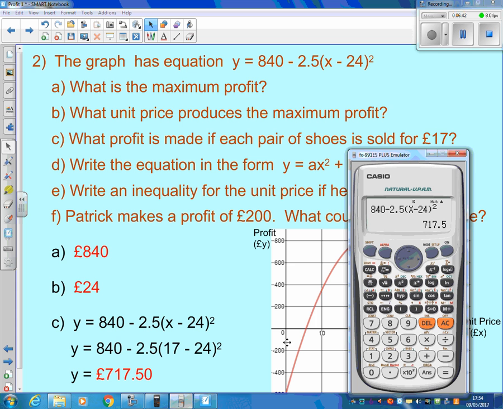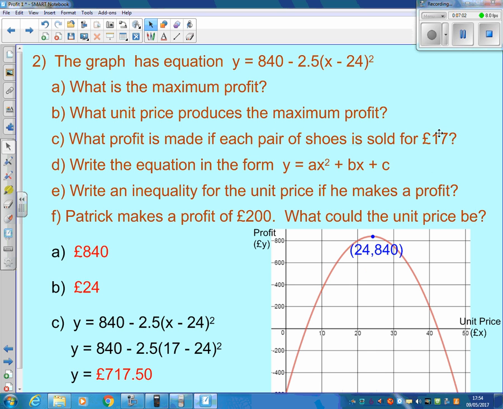Now another way to do it, if you didn't want to use the calc button, is you can just replace the x that I've typed in. Instead of putting the x there, I could have put 17, and it still works as well. Where the x was, I put 17, equals, and you see I get the same answer, £717.50. Okay, right, so that's answered the first bit.